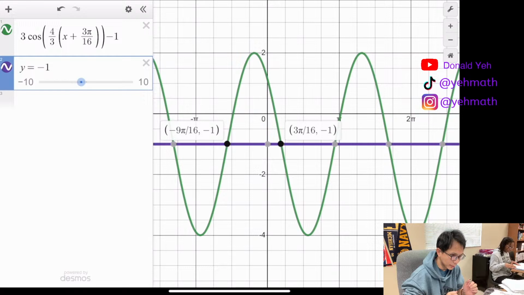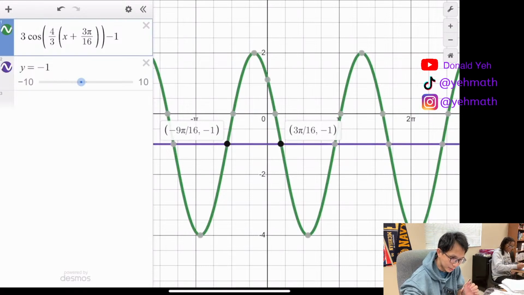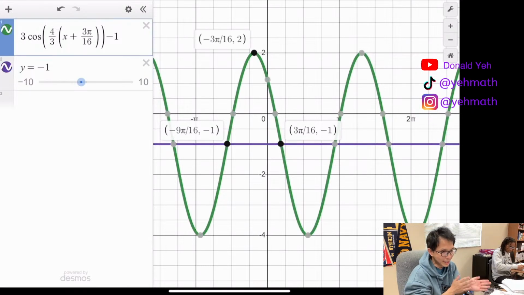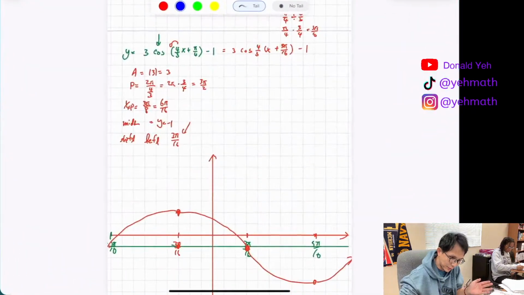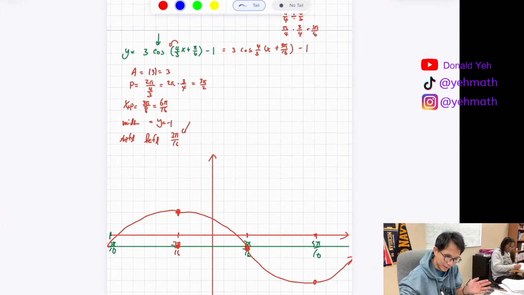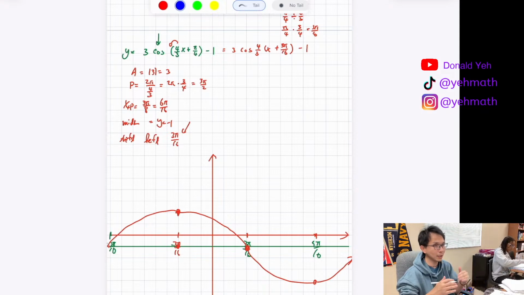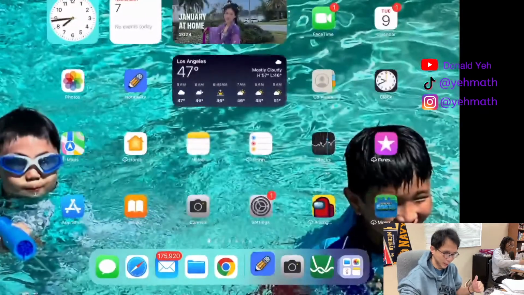Check out this part. At this peak, at negative 3 pi over 16, I got 2. At 3 pi over 16, I got negative 1. And at 9 pi over 16, I got negative 4. So let's check if it's right. 9 pi over 16, I got negative 4. Yep. All those 3 points are matching up. Even the graph's kind of off a little bit, just because our scale is a little bit different.